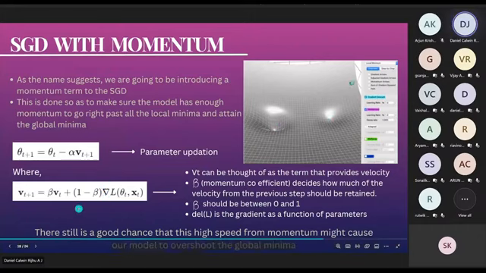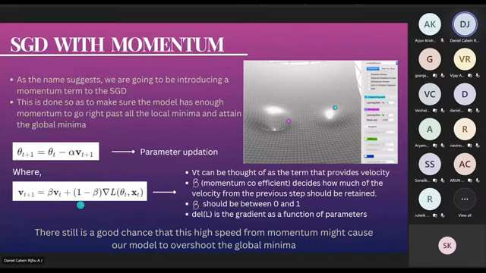And obviously, beta is going to be the factor which decides how much of the momentum from the previous epoch should be retained in the next epoch. It's called the momentum coefficient, and the value of beta should lie between 0 and 1.